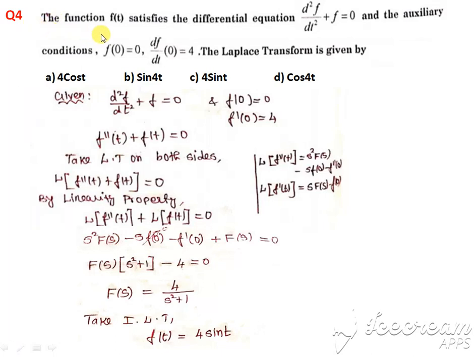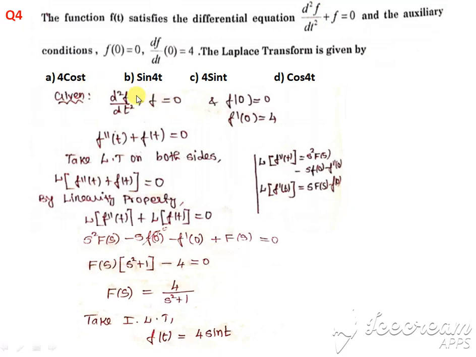Question number 4. The function f(t) satisfies the differential equation d squared f by dt squared plus f is equal to 0, and the auxiliary conditions f(0) is equal to 0, df by dt of 0 is equal to 4. The Laplace transform is given by, you need to find f(t).